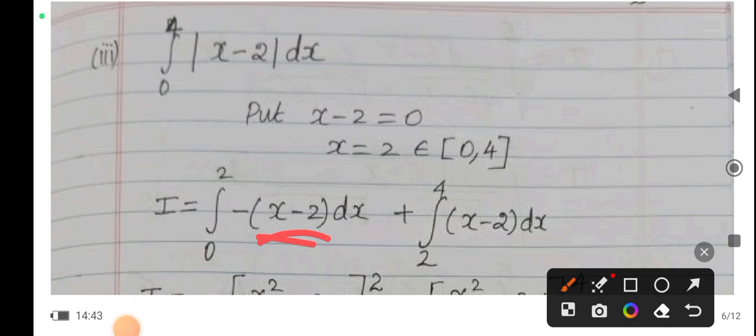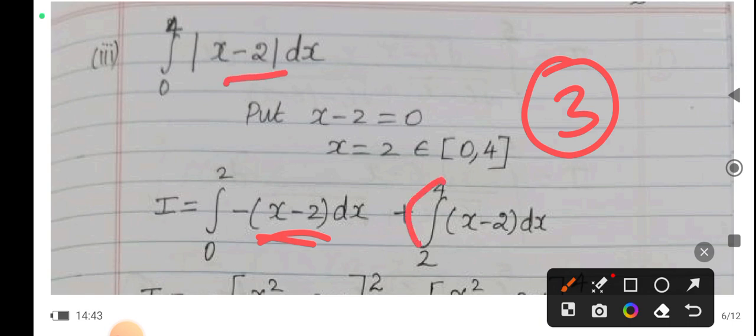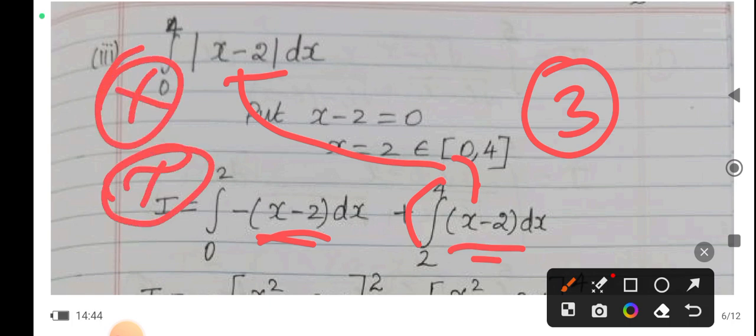Then for 2 to 4, apply one number, 3: 3 minus 2 is positive, 2.5 minus 2 is also positive. For any number in the interval 2 to 4 it remains positive, so just write x minus 2 as it is. This will be followed for all sums wherever the mod comes. Instead of mod x minus 2 we may have mod x minus 1, or mod x minus 3, or mod x plus 2. If x plus 2 comes, then x plus 2 equals 0, so x equals minus 2.